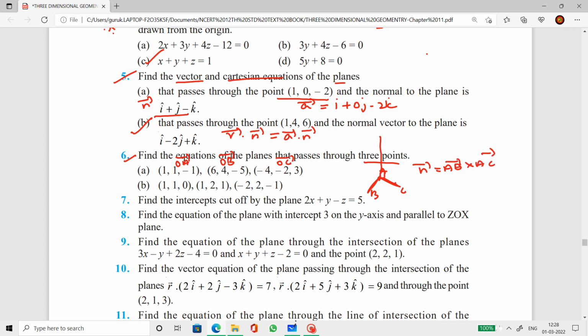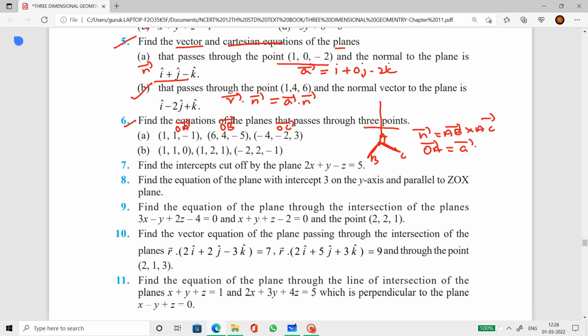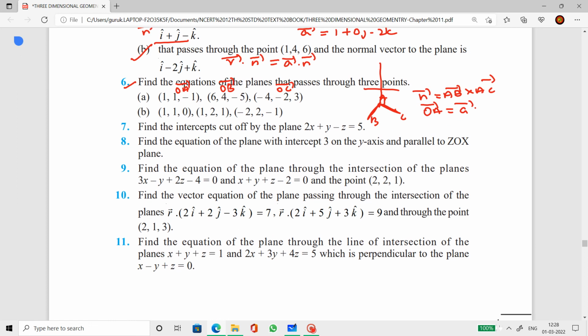Now the normal is done. The passing through point is the point A because we took A as the reference point. If B was taken as the reference point, then BA cross BC will be the normal, and the a vector in the formula will be replaced by the OB vector. Here I took A as the reference point, so the OA vector will be the a vector. Okay, so that's question number 6 for you all. Hope you all understood this. The rest of the things we will do in the next session.